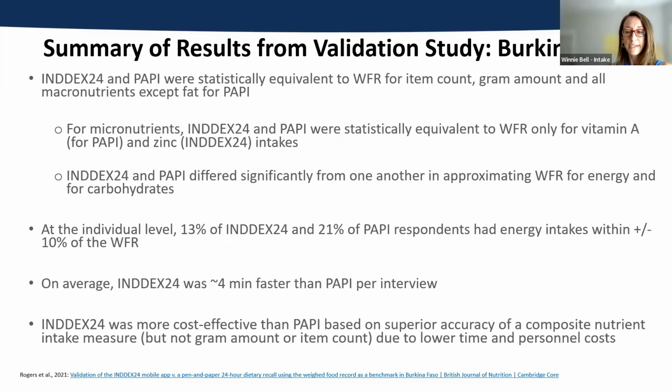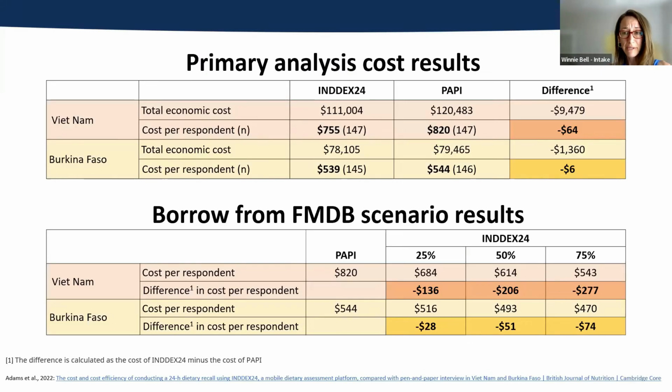On average, Index 24 took 4 to 7 minutes and was still about 4 minutes faster than using pen and paper. So just to highlight differences across countries, although our objective was not to do a comparison between Burkina Faso and Vietnam, just highlighting side by side.